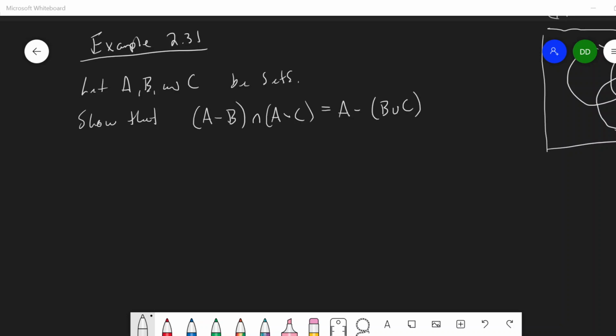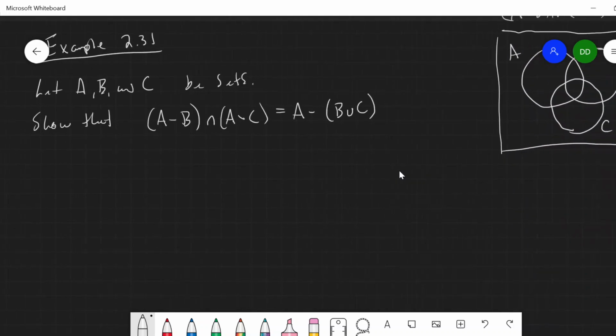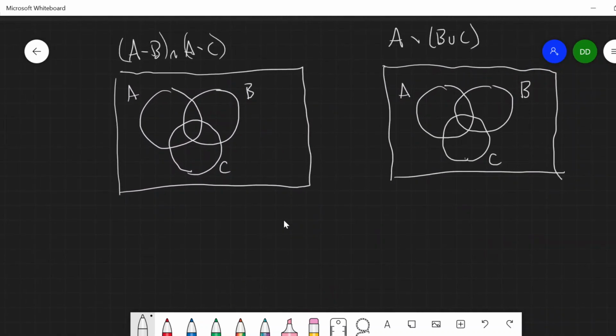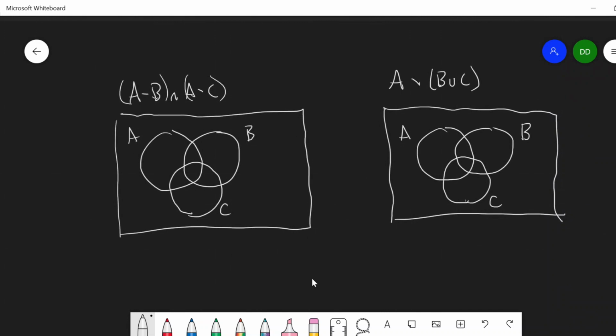In this video, I will walk through example 2.31, which is to show that for three sets A, B, and C, A minus B intersect A minus C is the same set as A minus B union C. So before we run through the proof of why this is true, let's just take a look at an illustration to get an idea of why it should be true.